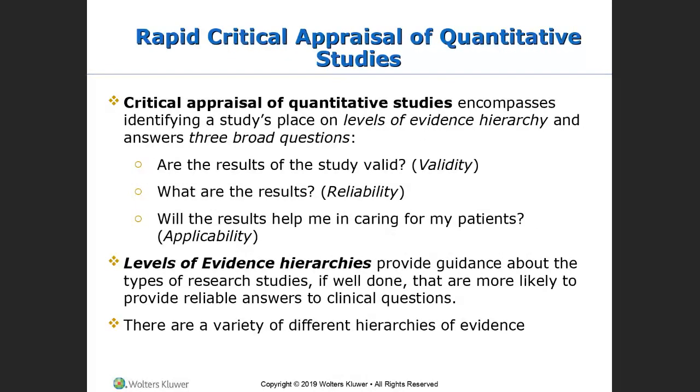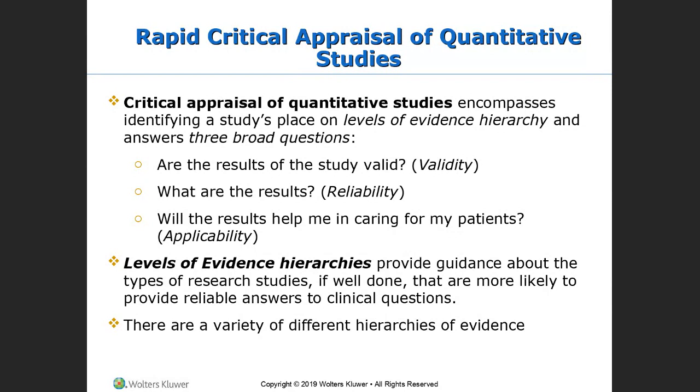So a rapid critical appraisal of a quantitative study, you're going to look at the study's place in the levels of evidence and hierarchy. We're going to go into all these a little bit more, but are the results of the study valid, and are the results reliable? And will these results actually help me in caring for my patients? What you're going to think about is, do these results actually help answer my PICO-T question, or give me some backup information for that?